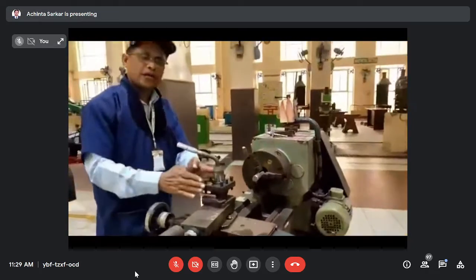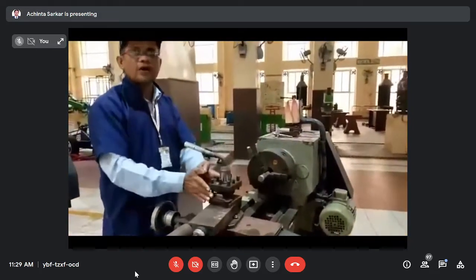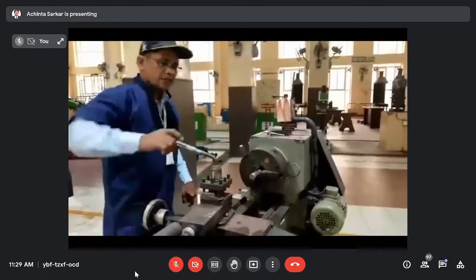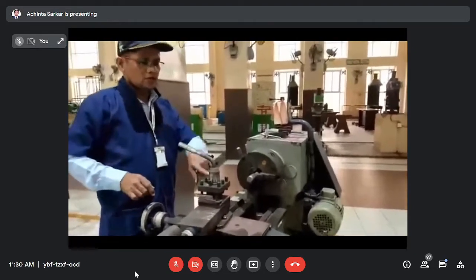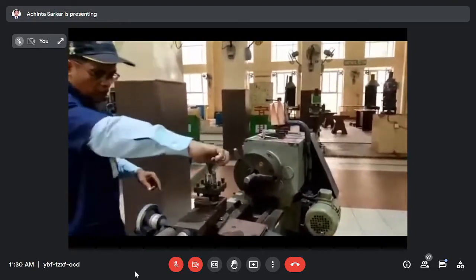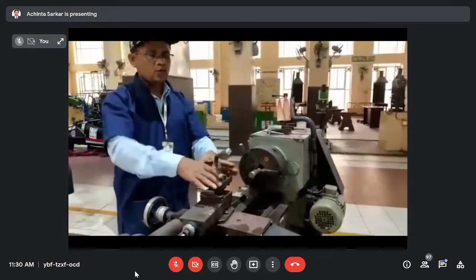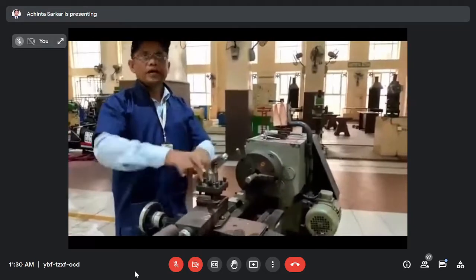So that you can use four sides of the tool post, you can use them at a time. Then if you want to fix the cutting tool in the tool post, just push the lock towards you and lock it. The tool post will lock so that it will not rotate from one position.